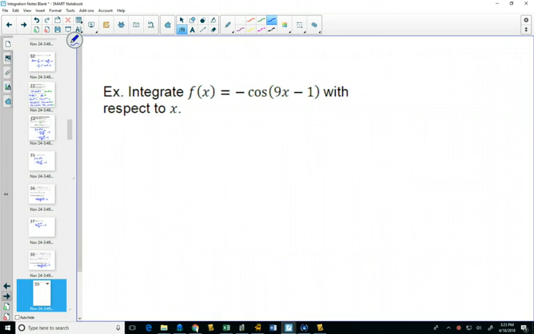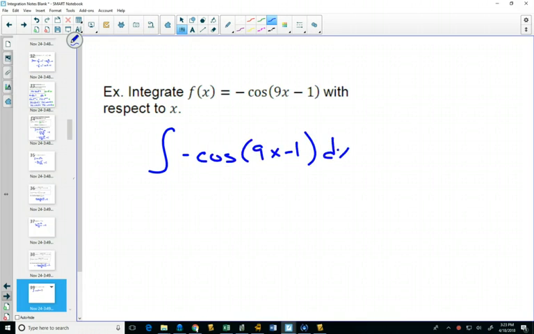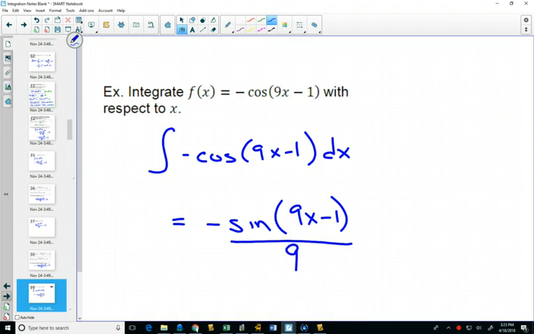And for the last one, since the derivative of sine is cos, in order to get a negative cos, we would have to have a negative sine. We have to divide by 9 to compensate for the chain rule, plus c.